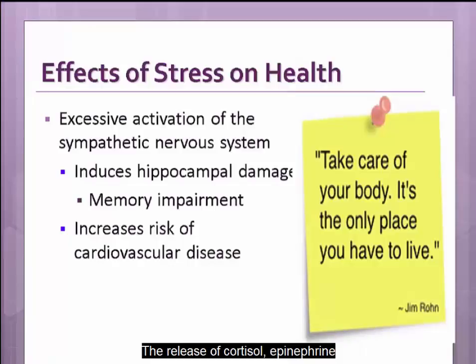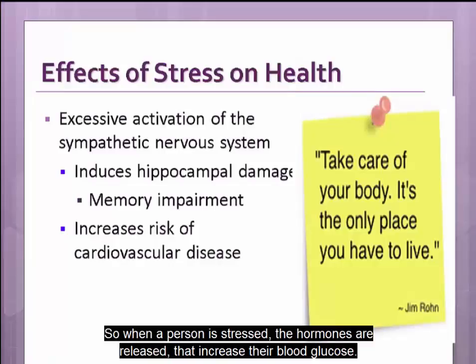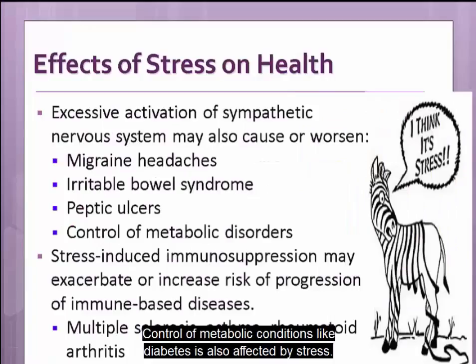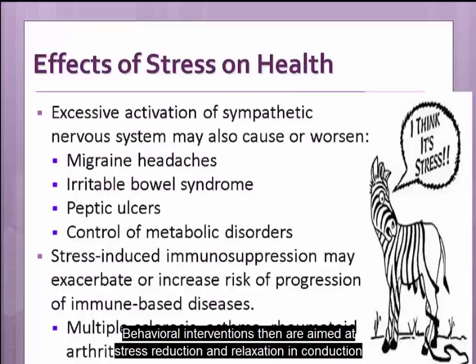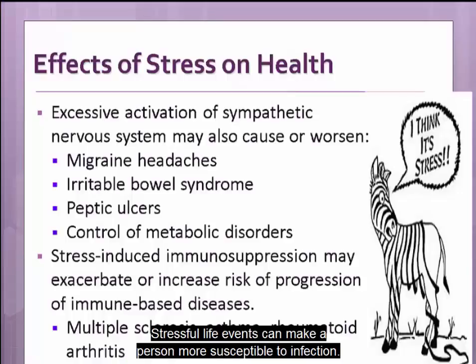The release of cortisol, epinephrine, and norepinephrine increase the blood glucose levels. So when a person is stressed, the hormones are released that increase their blood glucose. Control of metabolic conditions like diabetes is also affected by stress. Behavioral interventions aimed at stress reduction and relaxation in conjunction with standard medical therapy have been successful in helping to manage these diseases. Acute stress affects appetite, increased gastric secretions, and causing epigastric pain and increased blood glucose levels. Stressful life events can make a person more susceptible to infection.